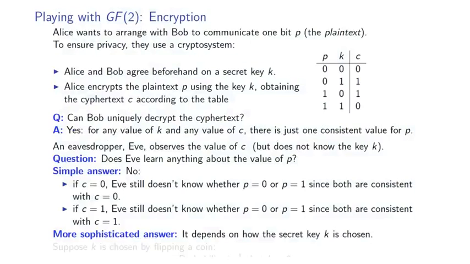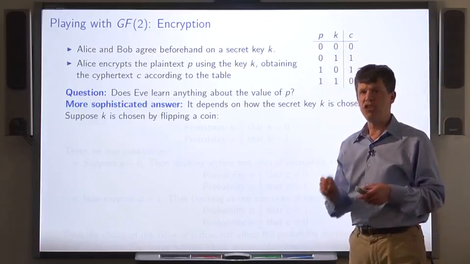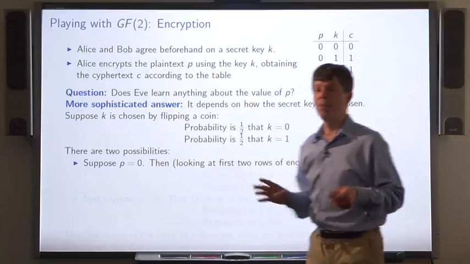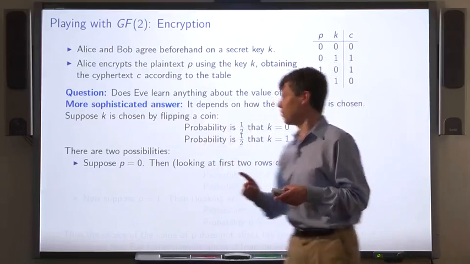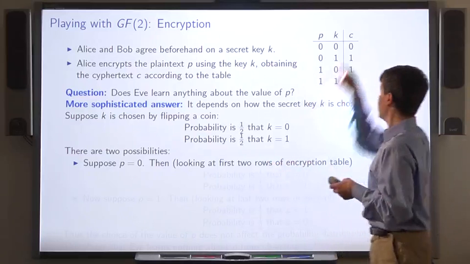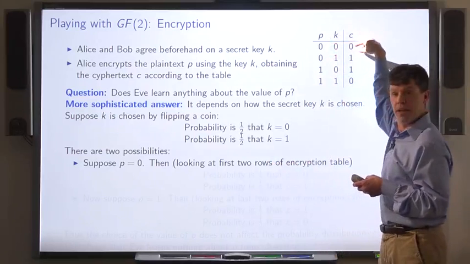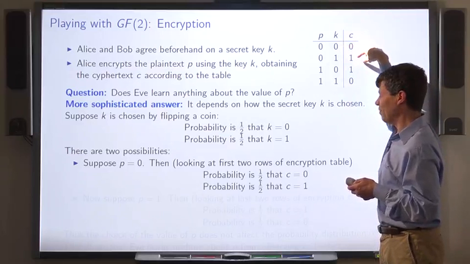Now here's a somewhat more sophisticated answer. It depends on how the secret key is chosen. So let's suppose the secret key is chosen by flipping a coin. So the probability is 1/2 that the key is 0 and 1/2 that the key is 1. Let's look at it from Eve's perspective. Before she even goes out to eavesdrop, she reasons as follows. Suppose the plain text turns out to be 0. Well, the key is chosen randomly. So looking at the first 2 rows of the table, the probability that the corresponding ciphertext is 0 is 1/2, and the probability that the ciphertext is 1 is 1/2.